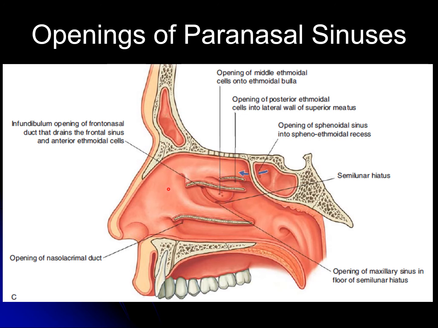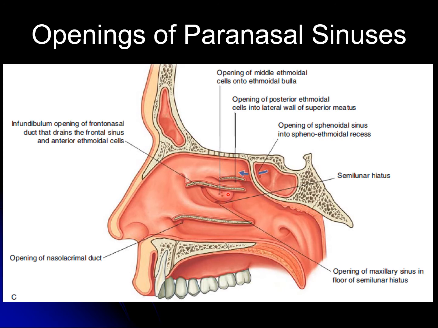So here this is the hiatus semilunaris, and just above the hiatus semilunaris we have this bony projection overlapped by mucous membrane, which is known as the ethmoidal bulla. This convexity is present because of the presence of middle ethmoidal cells inside.